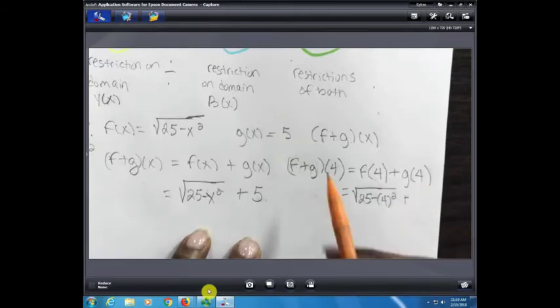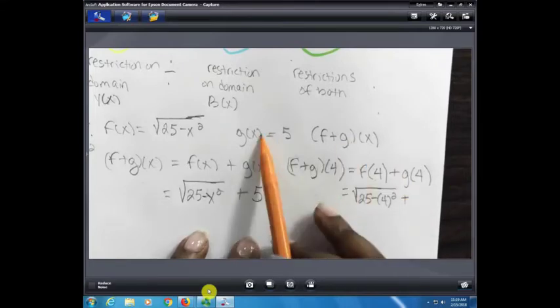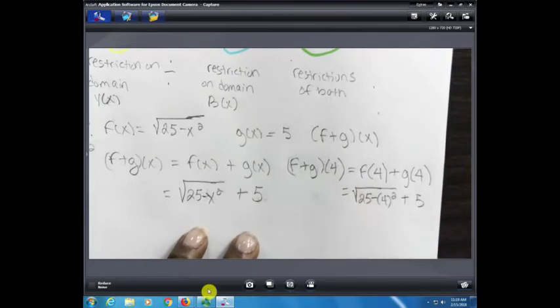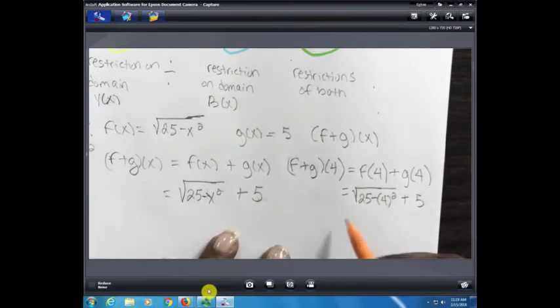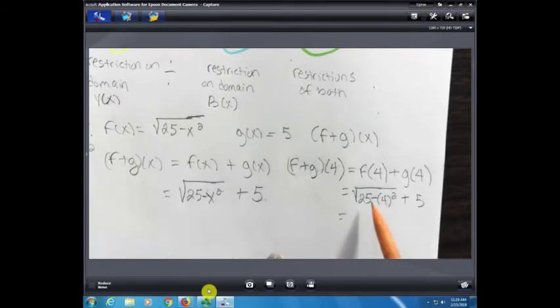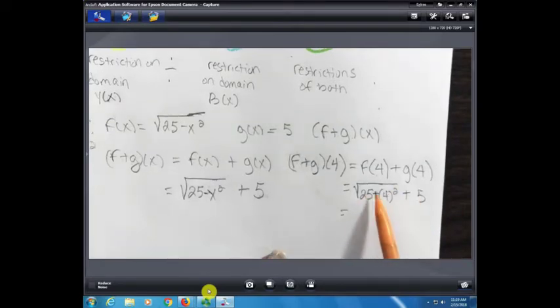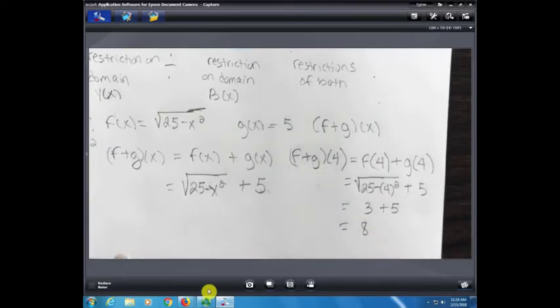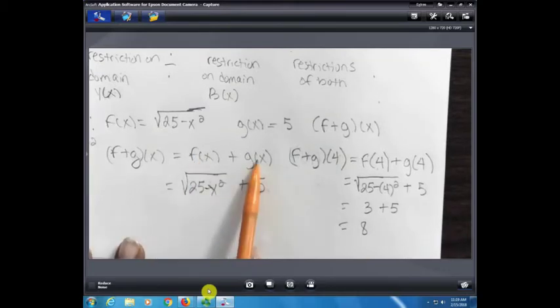And then g of 4. If I look at this g function, what's g of 4? Yeah, it's just 5. No matter what I plug in here, in the g function, it will be 5. So when we simplify this is 25 minus, what's 4 squared? 16. So it's 25 minus 16. And the square root of 9 is 3. So this function, evaluated at 4, is 8. Or like I said, I could have just added them together and then plugged in a 4 at the end.